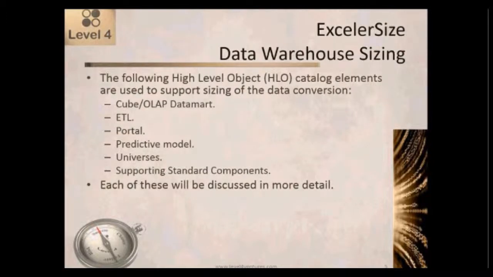So in terms of data warehouse sizing components, the catalog elements that are data warehouse specific are cubes or OLAP data marts, extract, transform, and load operations, portals, predictive models, universes, and then the supporting standard components. So we're not just going to use the ones above, but we're also going to use some of the standard ones as well. Each of these will be discussed in more detail in the slides that follow.